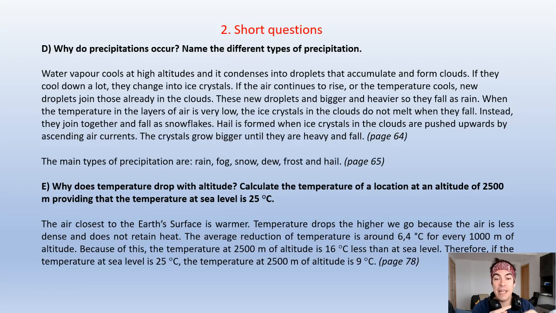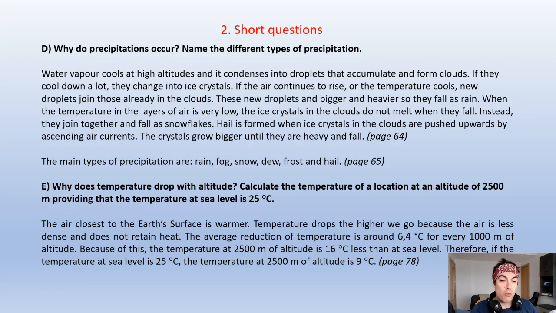And finally, hail is formed when ice crystals in the clouds are pushed upwards by ascending air currents, and the crystals grow bigger until they are heavy and fall. You have this on page 64, and these are the three main types of precipitation and how they occur, okay? Then the main types of precipitation, therefore, are rain, fog, snow, dew, frost, and hail. You have it on page 65.